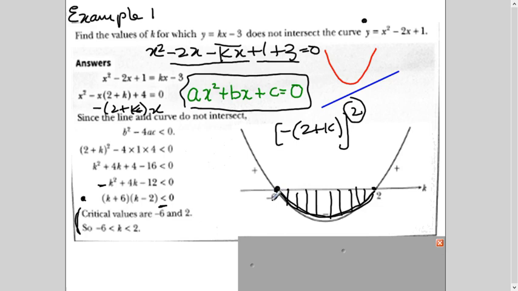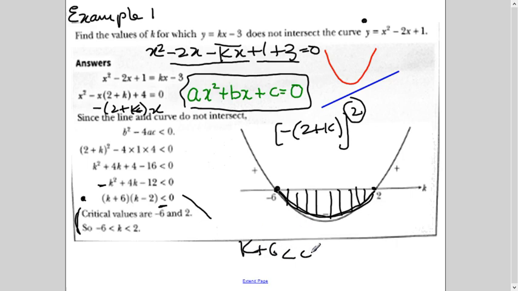So my values are between minus 6 and 2. So that's why it is written here between this. Usually what mistake students make, see here, after this line, let me tell you what they do. They do k plus 6 less than 0, k minus 2 less than 0. They solve it like an equation. K less than minus 6, k less than 2.